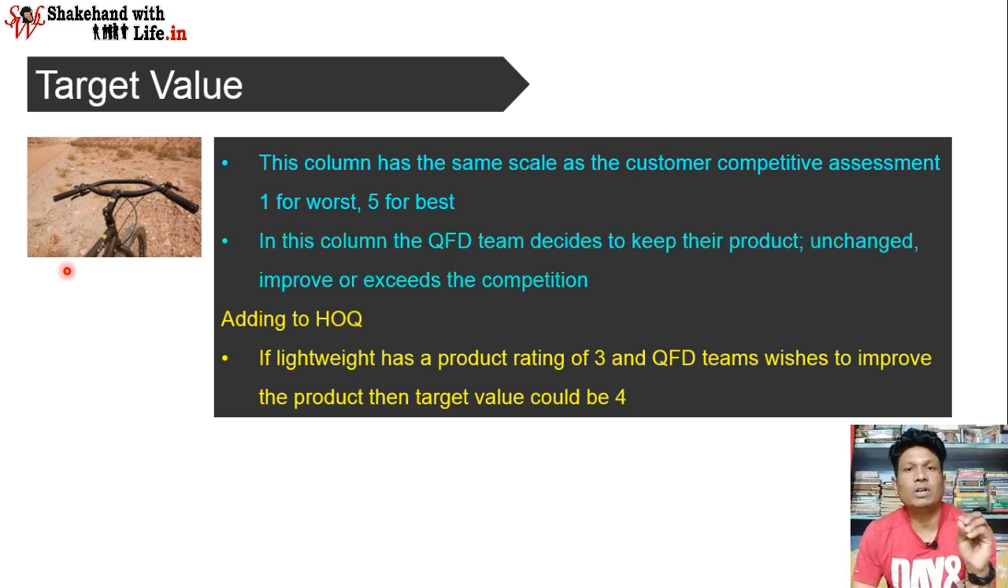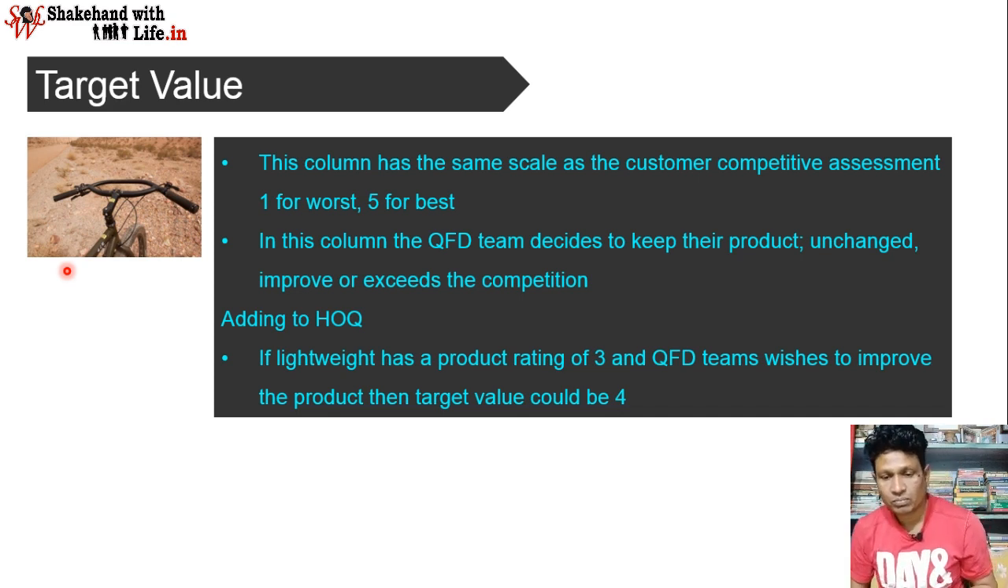In this column the QFD team decides to keep their product either unchanged, or wants to improve, or wants to exceed the competition. And how to add the rating to the house of quality? For example, lightweight is a customer requirement and it has a rating of 3 according to the customer competitive assessment for our product. So it has a rating of 3. And if the QFD team wants to improve the product, then the target value would be 4, right?